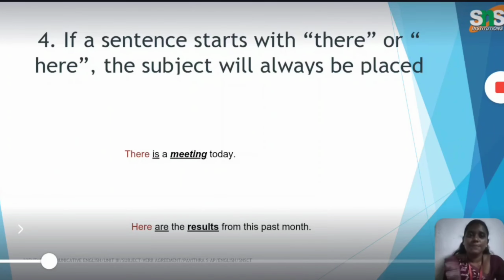And the fourth rule is, if a sentence starts with there or here, the subject will always be placed after the verb. So if we are using there or here words, we'll be using the verb after those words. There is a meeting today. Here is a verb and meeting is a subject. So here the subject meeting comes after the verb. So that is the fourth rule. Here are the results from this past. This is one more example for the rule.